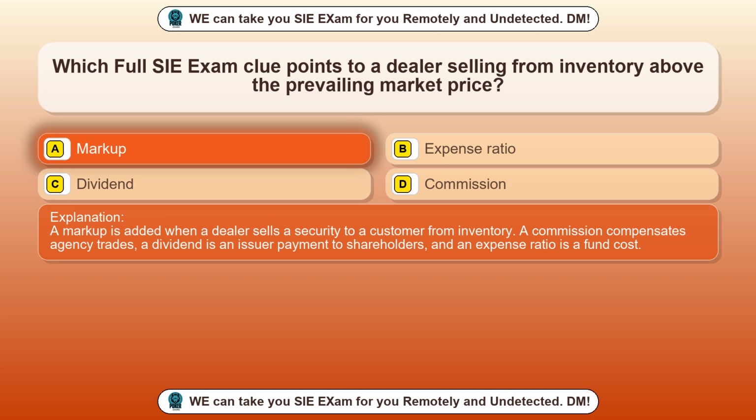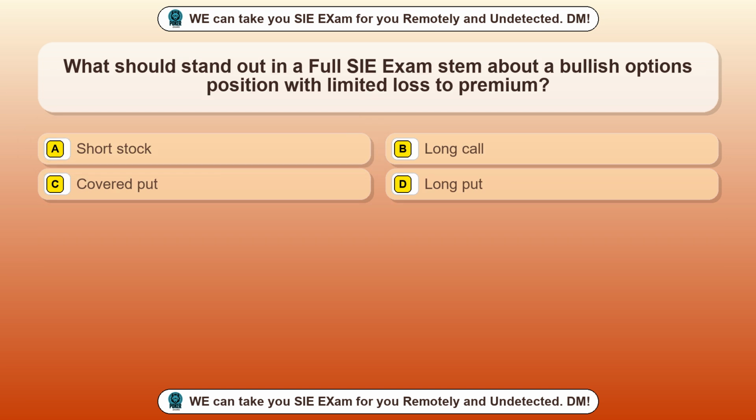A commission compensates agency trades, a dividend is an issuer payment to shareholders, and an expense ratio is a fund cost. Question 62. What should stand out in a full SIE exam STEM about a bullish options position with limited loss to premium?